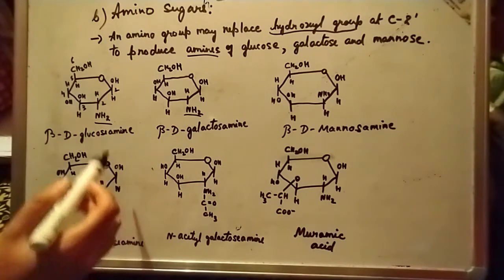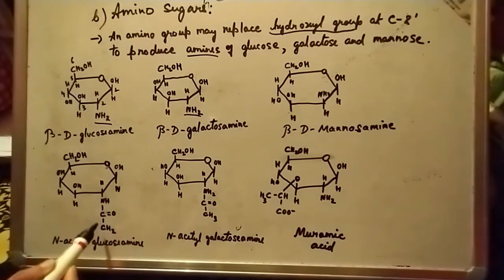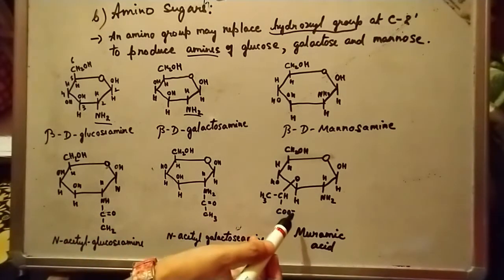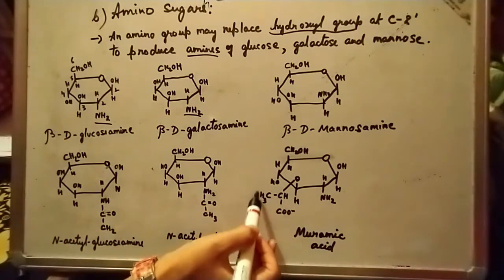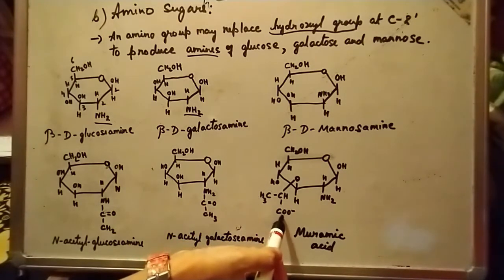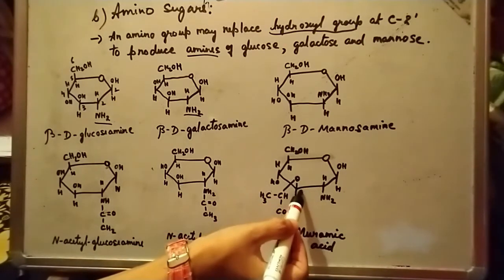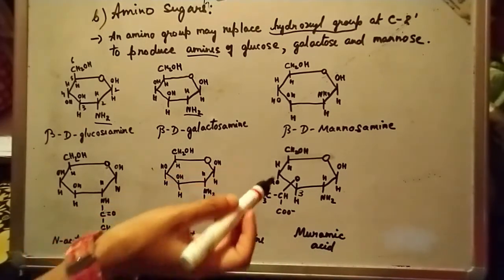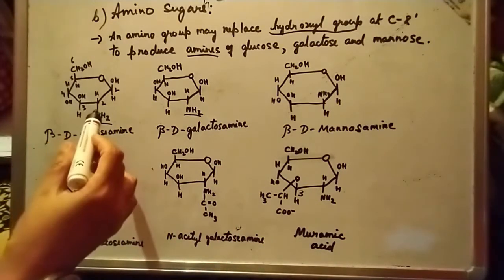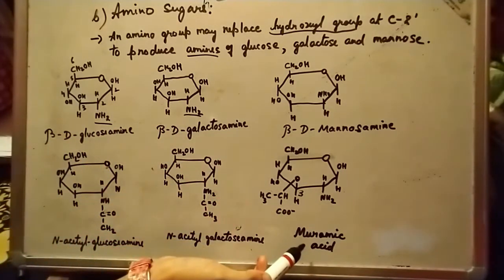Now those complex forms, as you can see here, if an acetyl group is attached to the amino group here, we get N-acetyl glucosamine, N-acetyl galactosamine. And the lactic acid molecule, you can see here, this is a lactic acid molecule, it may condense with the hydroxyl group at carbon number 3 of glucosamine, and thus forming muramic acid.